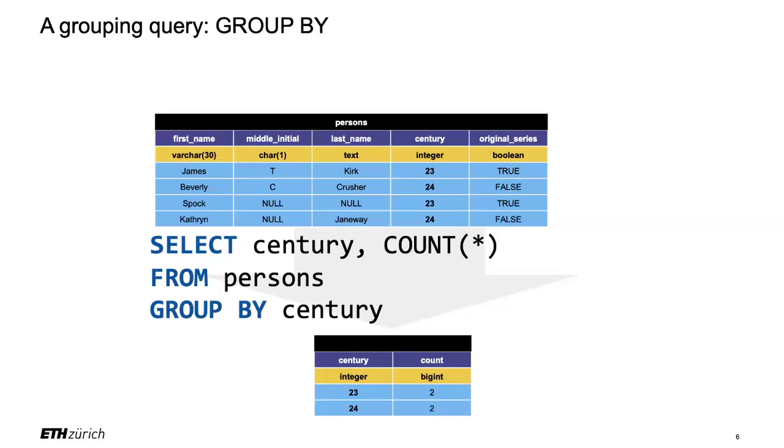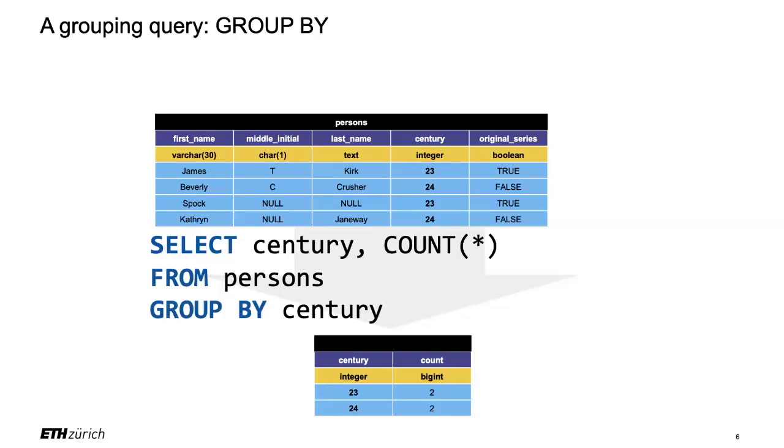Now, if you look at the table, you can do it in your head, right? There's 2 that are in the 23rd century and 2 that are in the 24th century, right? You see the first and third tuple are in century 23. The second and fourth tuple are in century 24. So what I get is 2 groups, 1 group with century 23 with a count of 2, and 1 group with century 24 with a count of 2. Who is with me? That should be easy, right?